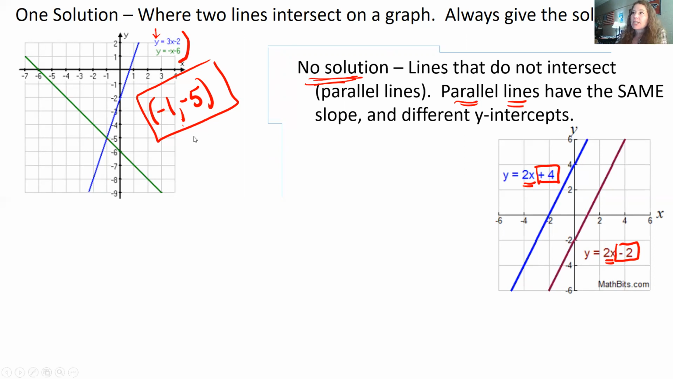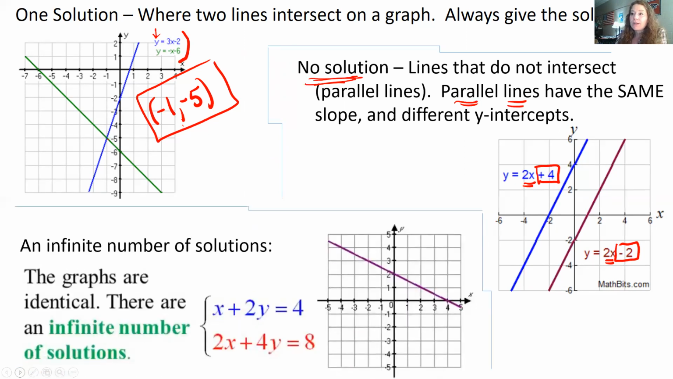Now, besides one solution and no solutions, you could also get an infinite number of solutions, okay? So what happens here? Look at these two equations. They look different, right? The numbers are different. But if I solved for y on both of these and graphed what I got, those two lines would lie on top of each other because basically the graphs are identical. That means every single point on these two lines is a solution because they have the same points, all of them. So for example, let me show you what this would look like if I solved for y.